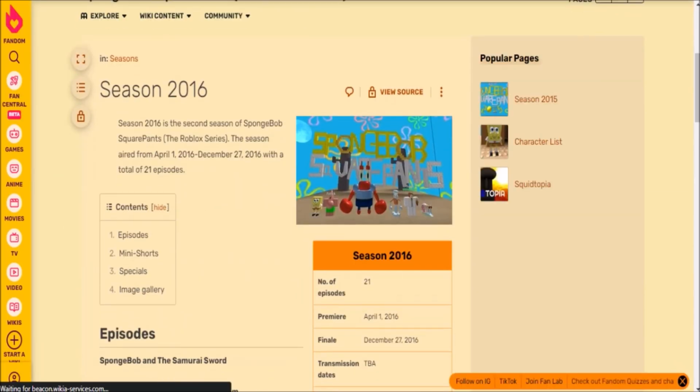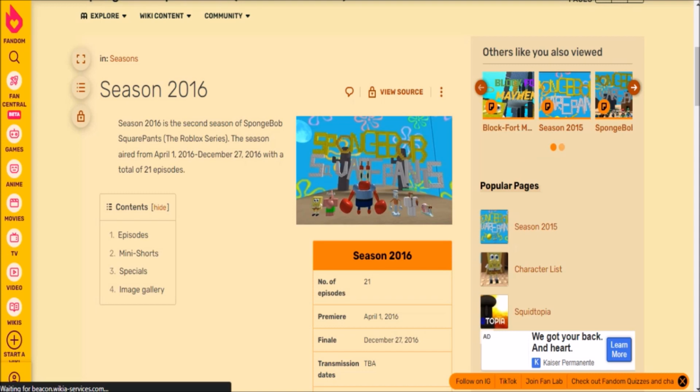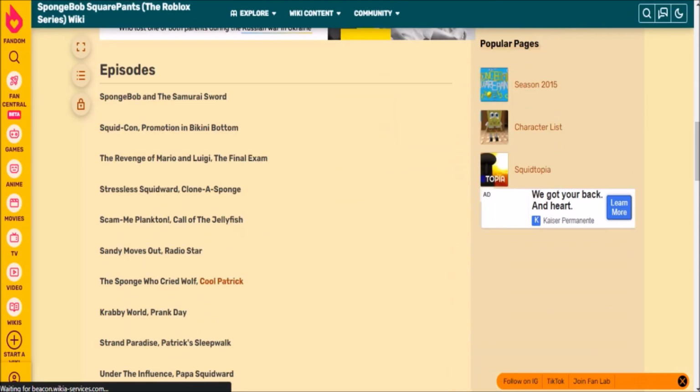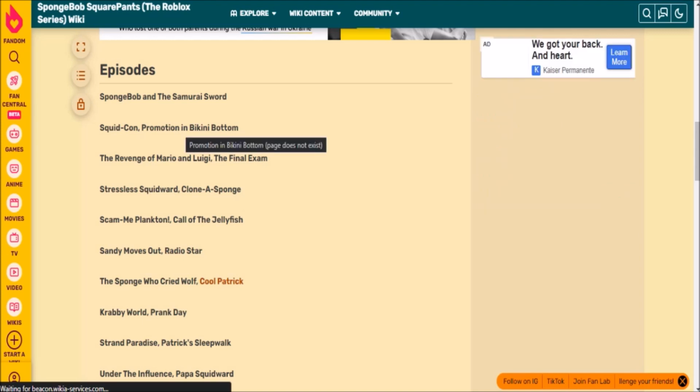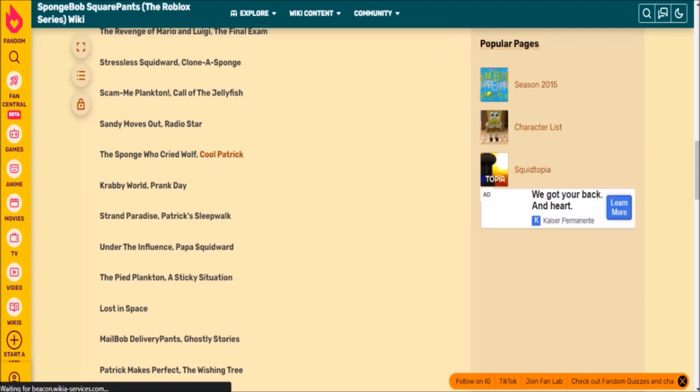Alright, so it says season 2016 is the second season of SpongeBob SquarePants Roblox Series. The season aired from April 1st, 2016 to December 27, 2016, with a total of 21 episodes. So the episodes are SpongeBob and the Samurai Sword, SquidCon, Promotion to Bikini Bottom, The Revenge of Mario and Luigi, The Final Exam, Stretchless Squidward, Clone the Sponge, Scammy Plankton, Call of the Jellyfish, Sandy Moves Out, Radio Star, The SpongeBob Wolf, Cool Patrick.